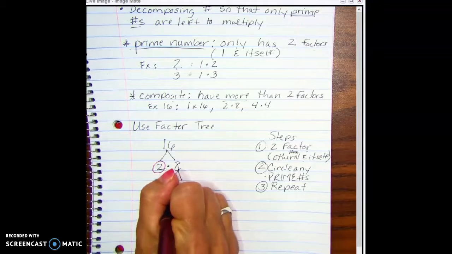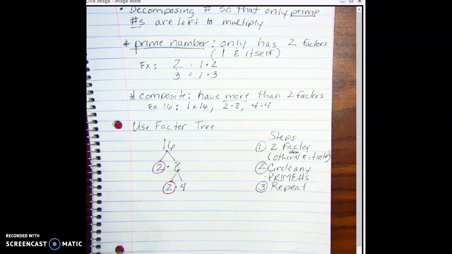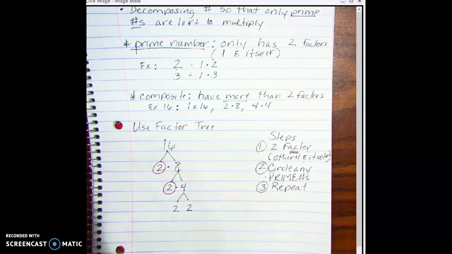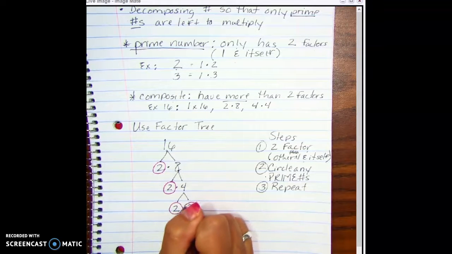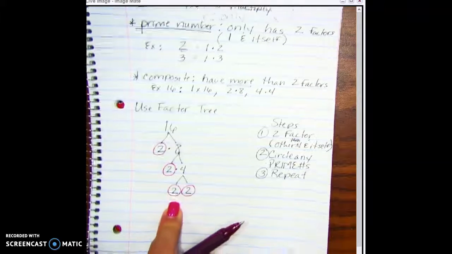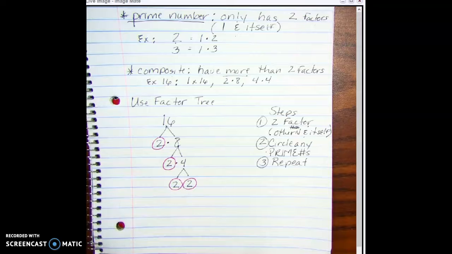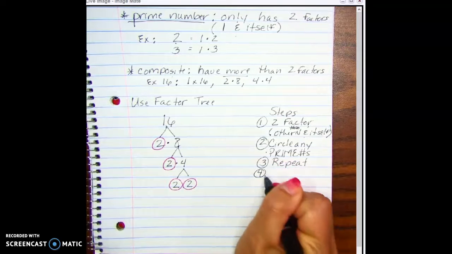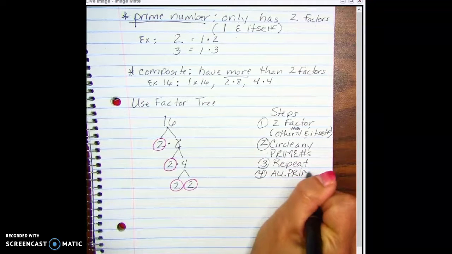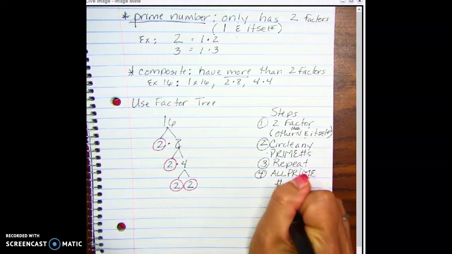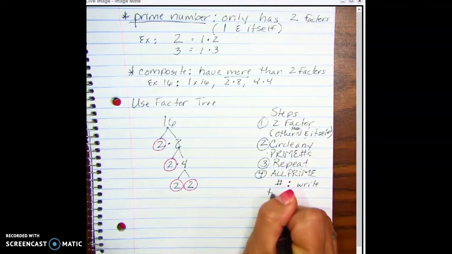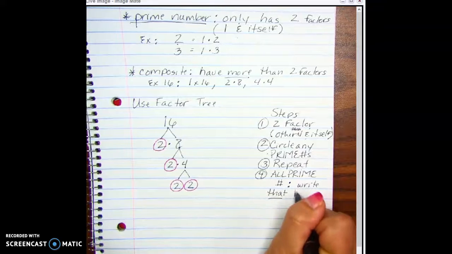Circle any prime numbers. Hey, 2 is prime. And now I keep working down my tree. And I have 2 and 2 yet again. And now these are prime. Once I get all the way down here, I cannot go any farther. These are all prime numbers. So here comes step 4. Step 4 is when you have all prime numbers, here's what you do. You write that as a number sentence.